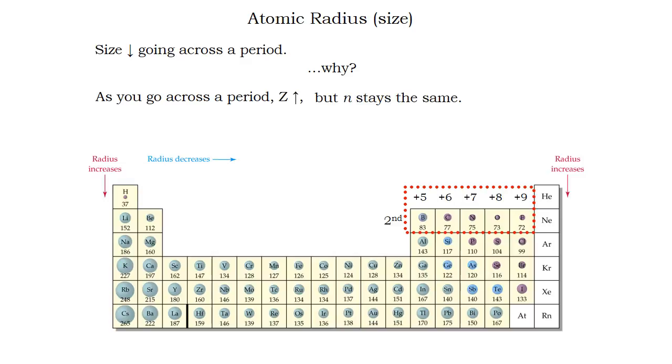N stays the same. They're all the second shell, which means the distance from the nucleus is the same. Because the higher effective nuclear charge is there, it's going to feel more of an attraction to the nucleus. It's going to pull it in tighter. The electrons get pulled in tighter by the higher effective nuclear charge.